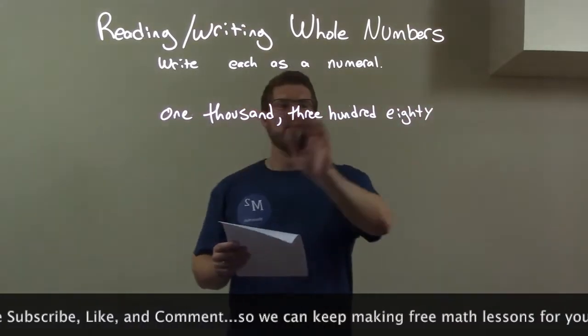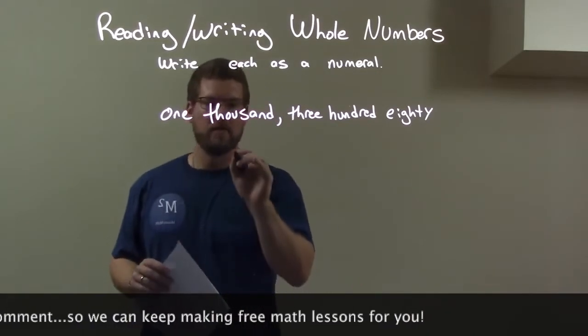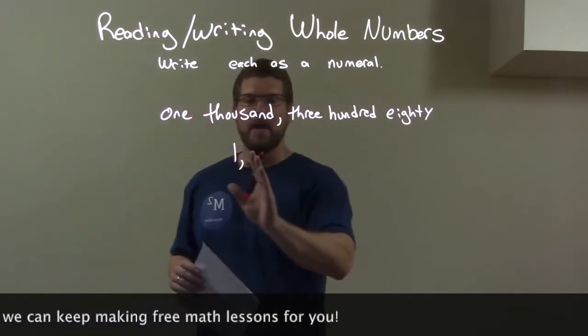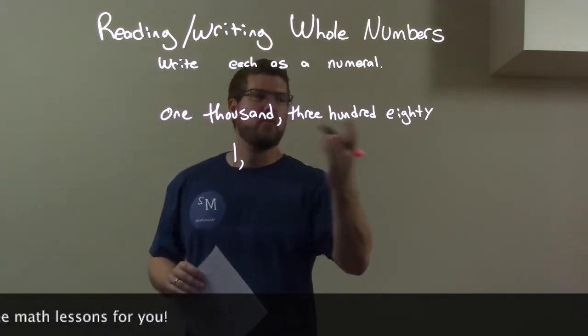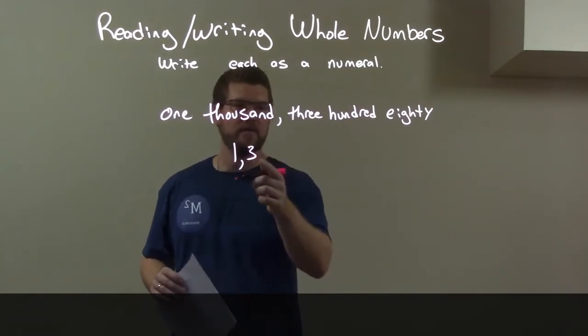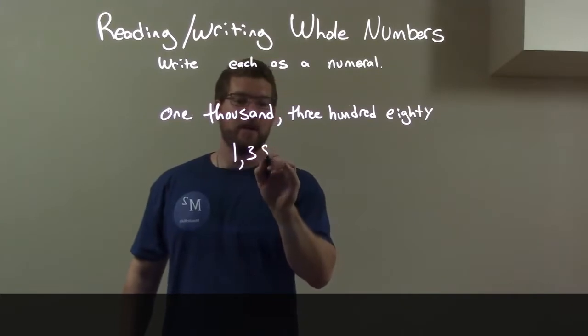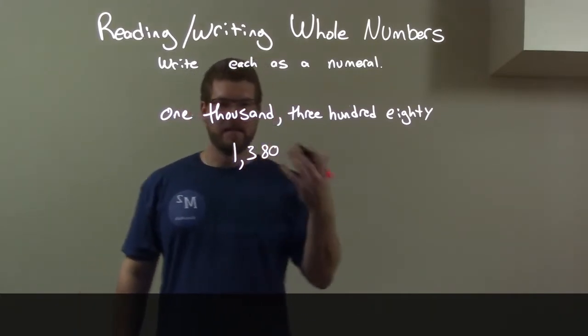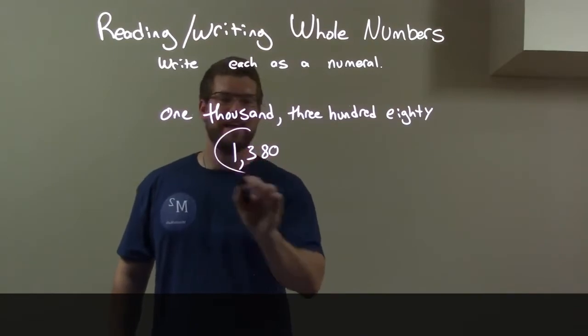1,380. First, let's start with the 1,000. We have the 1,000 right here, which means there are going to be 3 spaces afterwards. But coincidentally, 300 is the next space, so 3 for the hundreds place. And then they say 80, so right after 3 is the 8 for 80. And now we have it together. We can see 1,380.